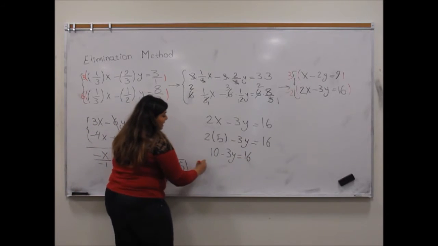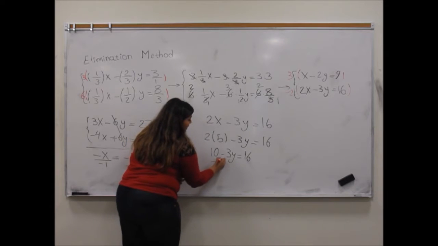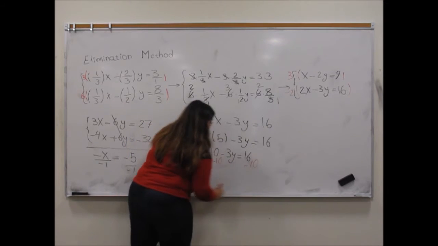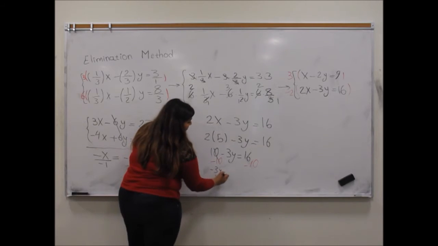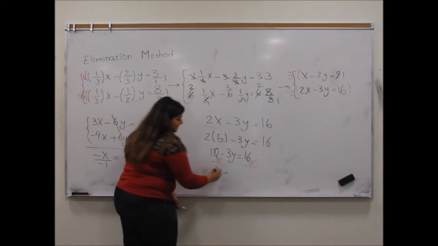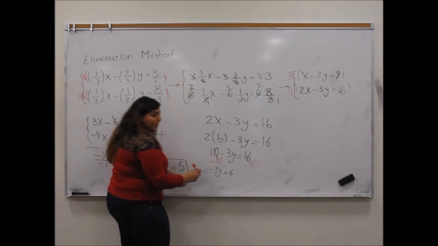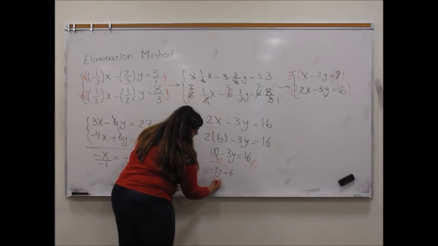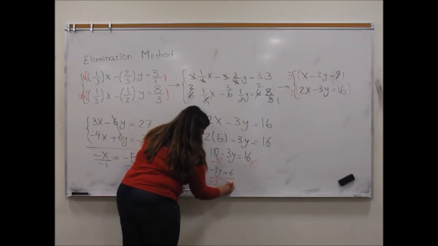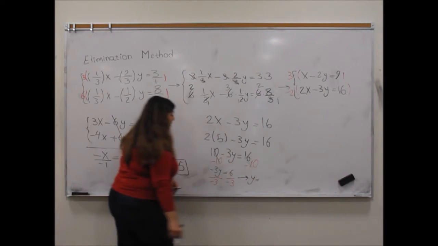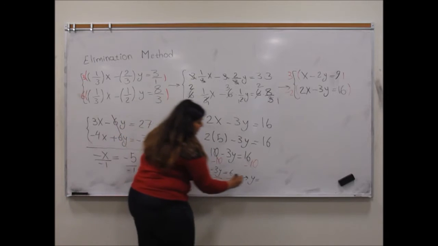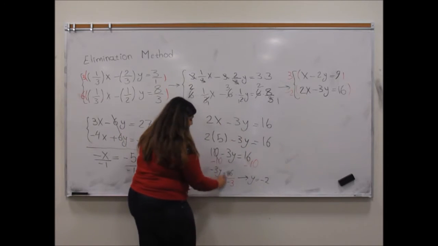Get rid of that 10. It's positive, so subtract the 10 from both sides. I'm going to get negative 3y equals 16 minus 10, which is just 6. Divide both sides by negative 3. I'm going to get y equals negative 2.